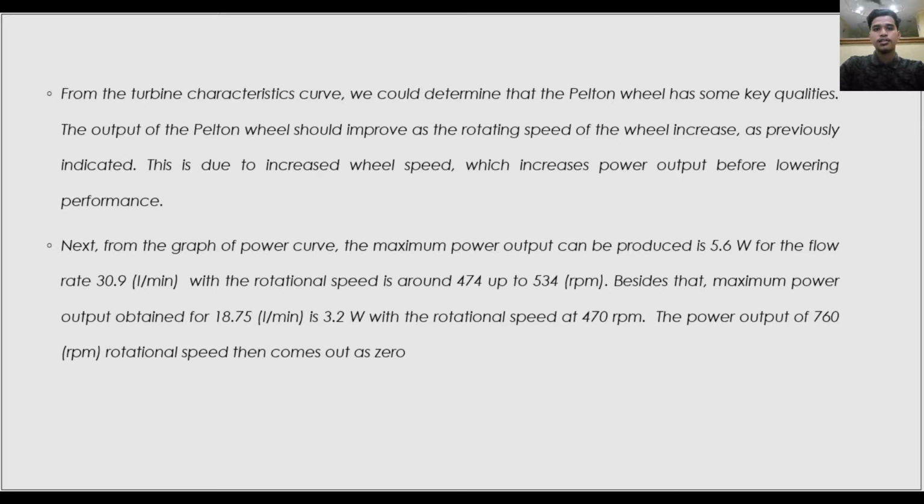The power output at 760 RPM rotational speed then comes out as 0. This is because the bucket speed is faster than the water jet. The turbine can no longer reach the buckets of the turbine since it's travelling faster than the water jet, resulting in zero power generation. That's all for me.